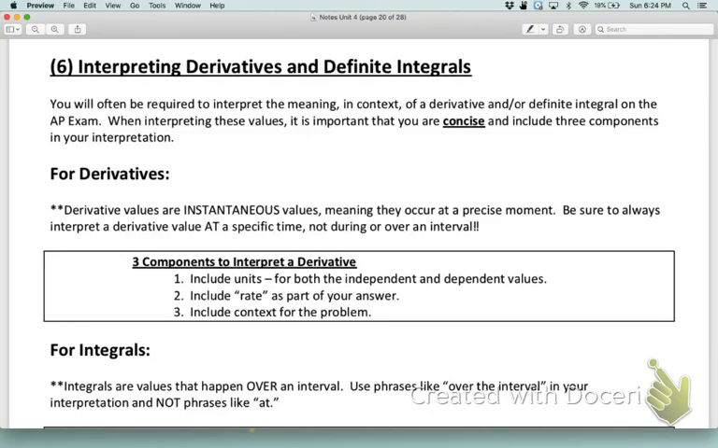So one of the most important things that they're going to ask you to do on the AP exam is to interpret your answer. And like we've talked about before, when it comes to math, we're very rarely looking for something to be in your own words. There are specific words, there is specific language that we are looking for. And so that's what we're going to look at today. What are the specific components of an interpretation answer that you will be expected to provide?